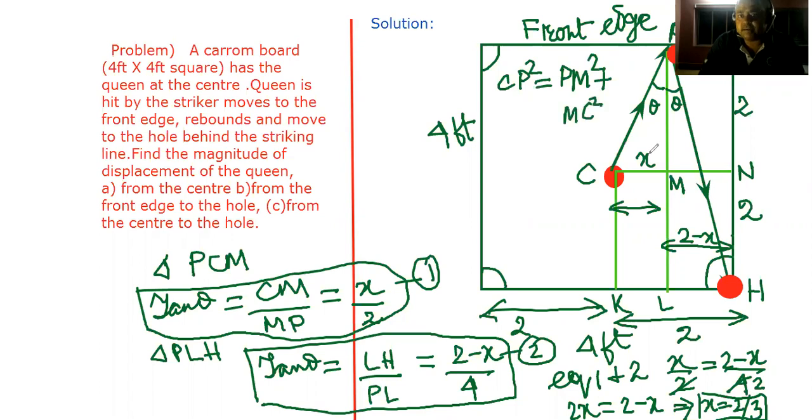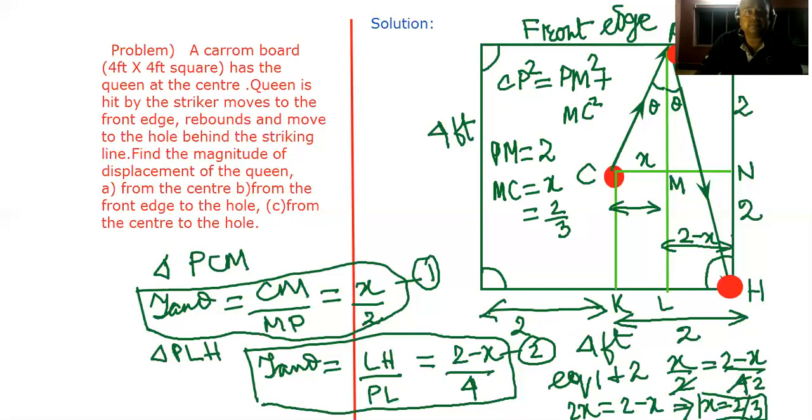What is MC? MC is x. So therefore we can easily find out, CP square equals PM square plus MC square. What is PM? If you measure, that is equal to 2. And MC we have already taken out, that is equal to x, which is also equal to 2 upon 3. So we'll use the simple concept of Pythagoras theorem and try to find out the value of CP.